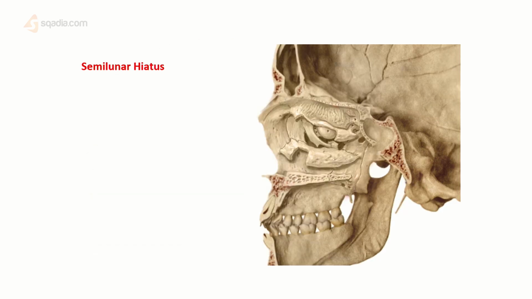All right, here we have the semilunar hiatus. The semilunar hiatus is also known as the hiatus semilunaris in Latin. It is a crescent-shaped groove in the lateral wall of the nasal cavity just inferior to the ethmoidal bullae. So here we have the ethmoidal bulla, and this is the uncinate process. The space in between over here, this is referred to as the semilunar hiatus. It is the location for the opening of the maxillary air sinus.